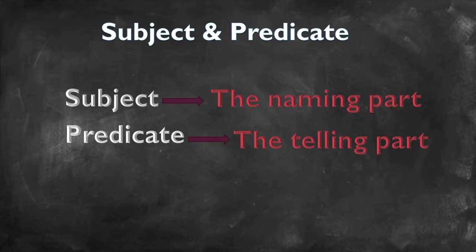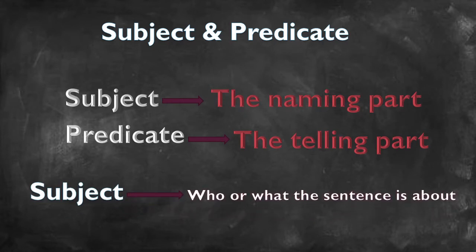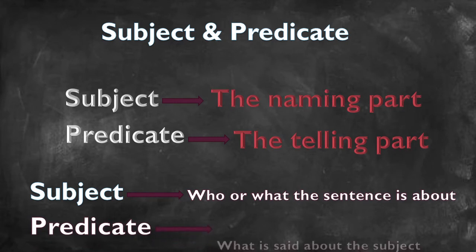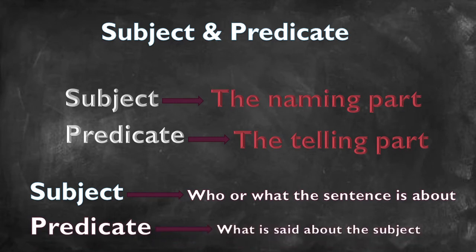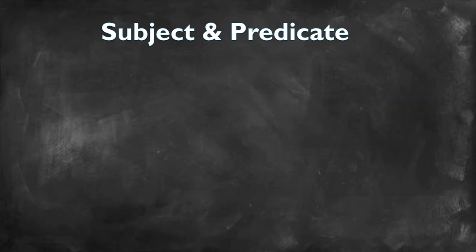Subject and predicate. Subject is the naming part. Predicate is the telling part. Subject means who or what the sentence is about, and predicate means what is said about the subject. Children, subject means who or what the sentence is about, and predicate means what is said about the subject.